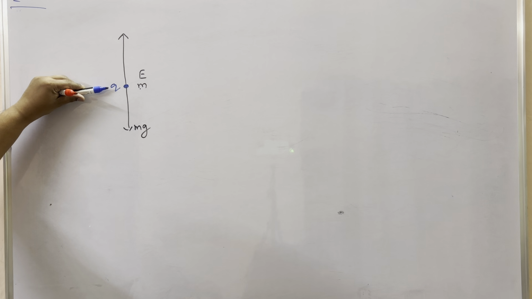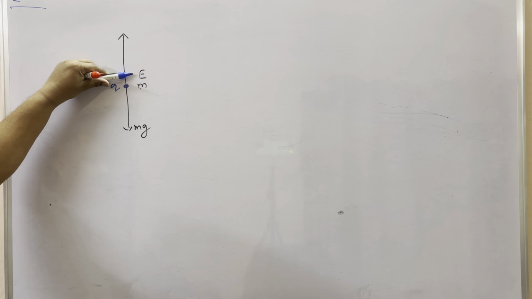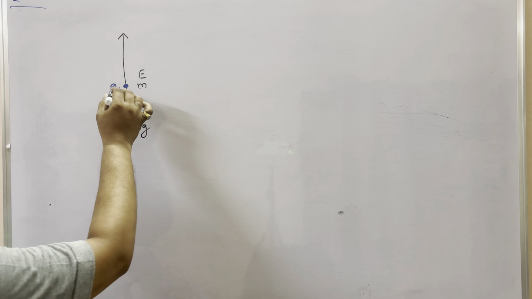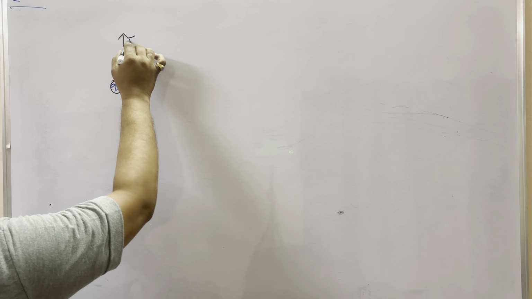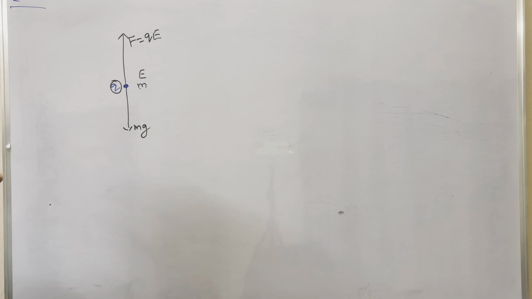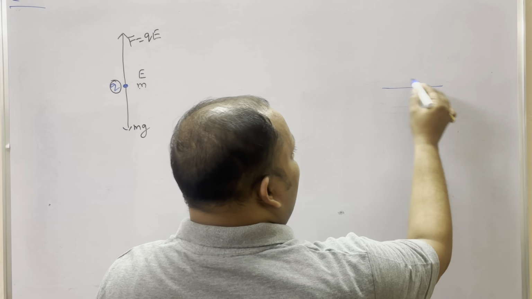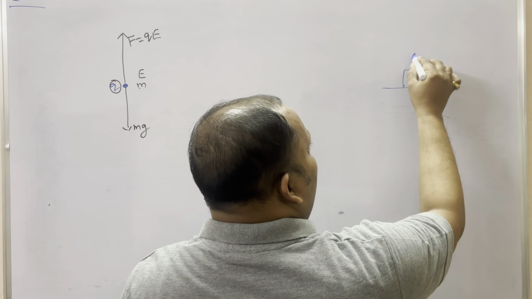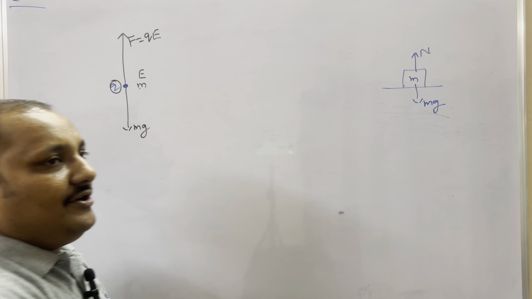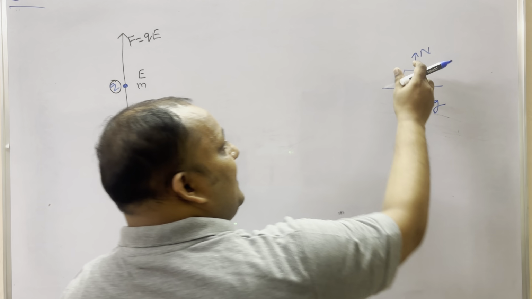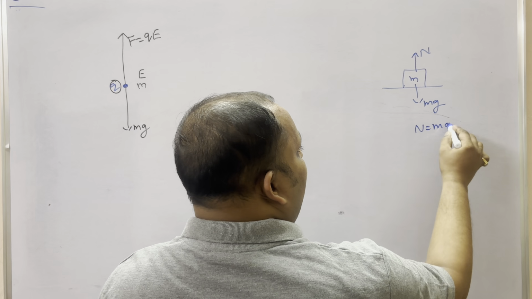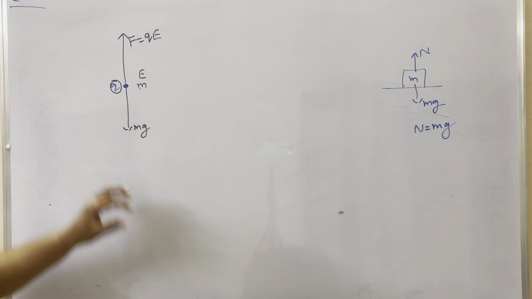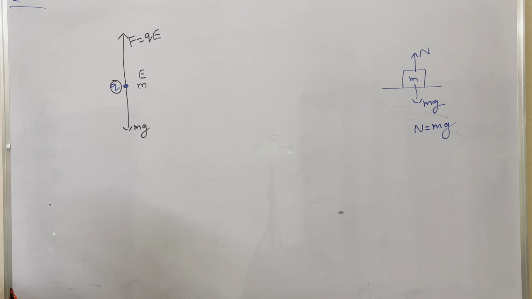Now in which direction does this positive charge move? I said always a positive charge moves in the direction of the electric field. Therefore, on this charge the force acting is F equal to QE in the upward direction. Just like an object on the ground, weight acts downwards and normal reaction acts upwards. If this object is at rest, N is going to be mg. Same like that, let us assume this charge is at rest.